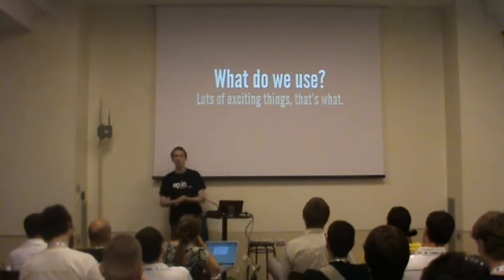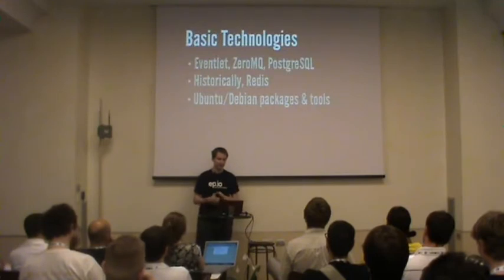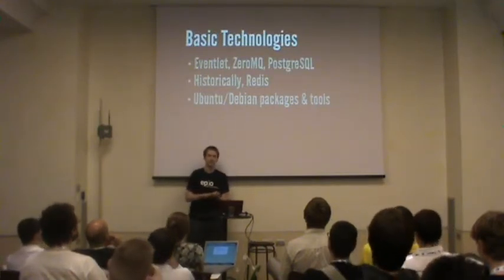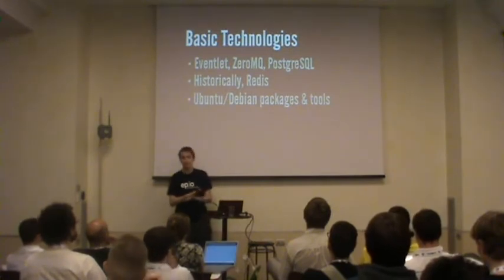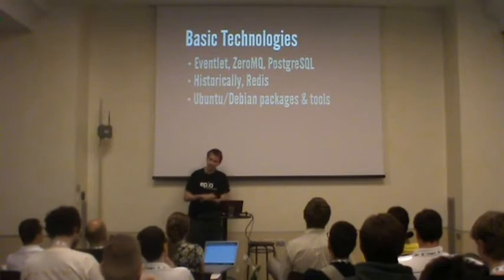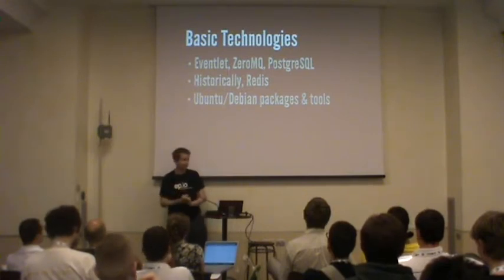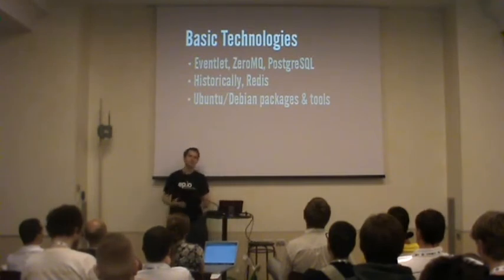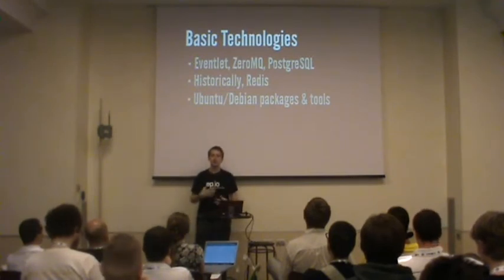So the main crux of this talk is what do we use and why do we use it. The basic technologies here are Eventlet, ZeroMQ, and Postgres. Now, most of you know how Postgres works, so I'll focus on the other two for most of the talk. Historically, we also did a lot of things in Redis, which has since moved away, but I'll tell you why in a second. We also use a lot of Ubuntu and Debian packaging tools and processes, combined with Puppet to do a lot of our deployments.